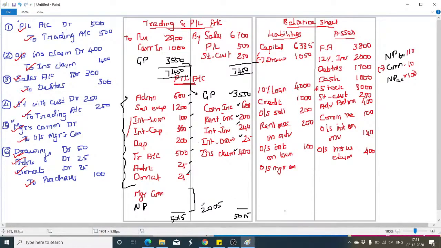Now the value what you arrived here 2005 is net profit before commission. Otherwise 2005 is here. Now we have to find out the commission here. Commission can be found out using the cross multiplication. 2005 into 10 by 110. That's how we'll be getting the value. So now we arrived that value. Is it clear? I hope so you could understand. Okay. So this value being 182.